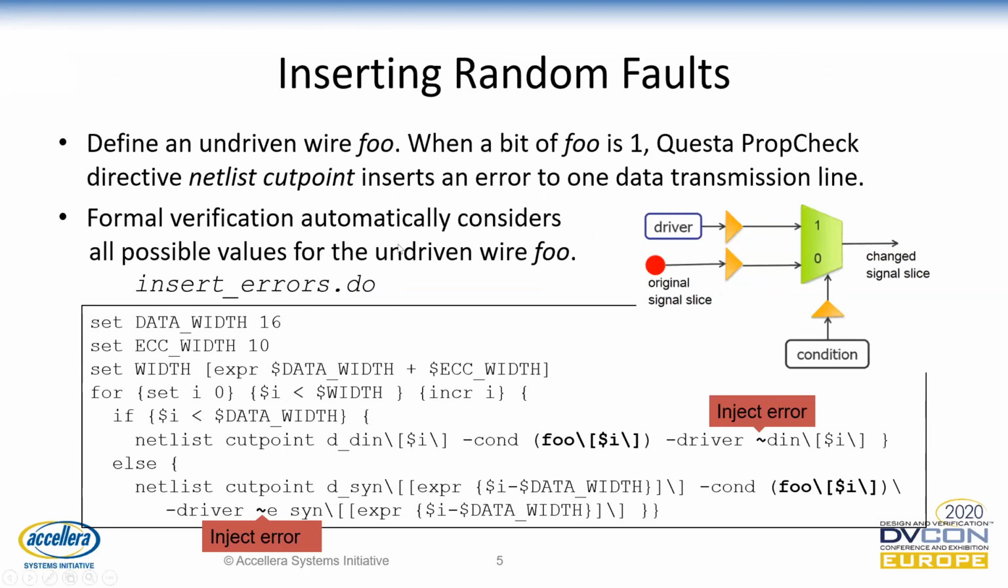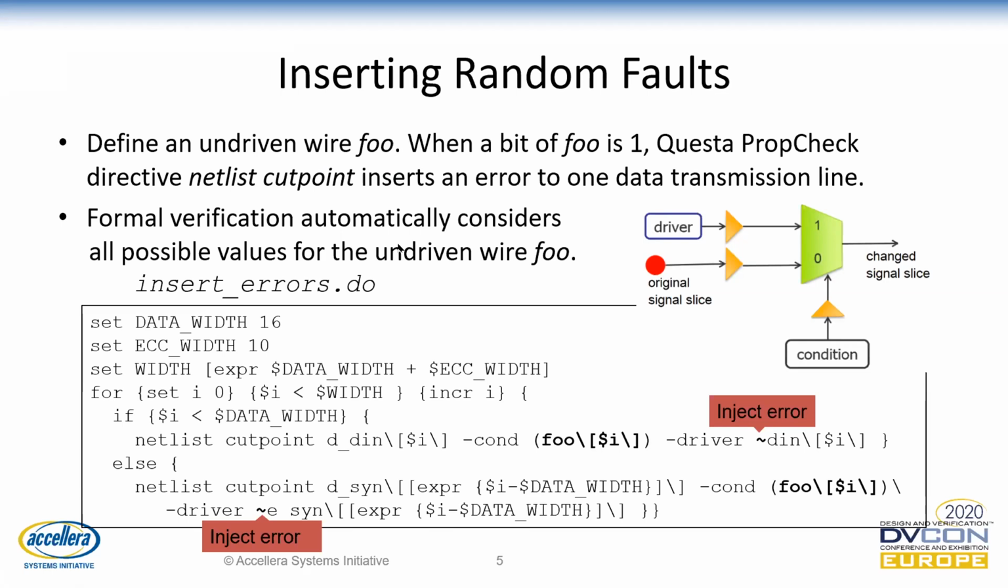Inserting random faults. One important part of verifying the design is to cover all random errors happening on the transmission lines from the encoder to the decoder. Formal tools have a unique feature: they can automatically drive random values to free inputs or undriven wires, and also consider all values for them at once. We can use this unique feature to insert random errors.